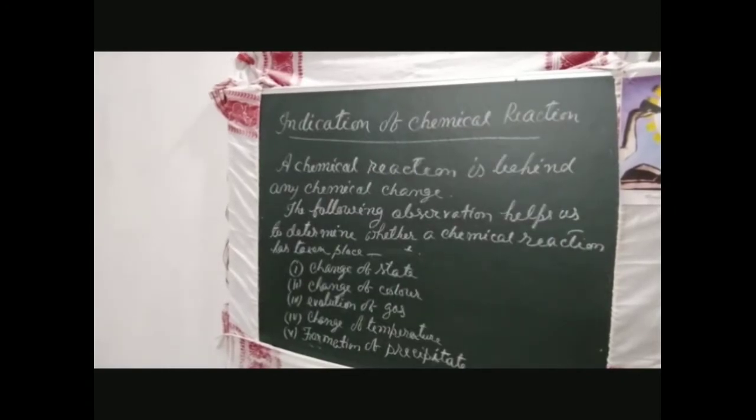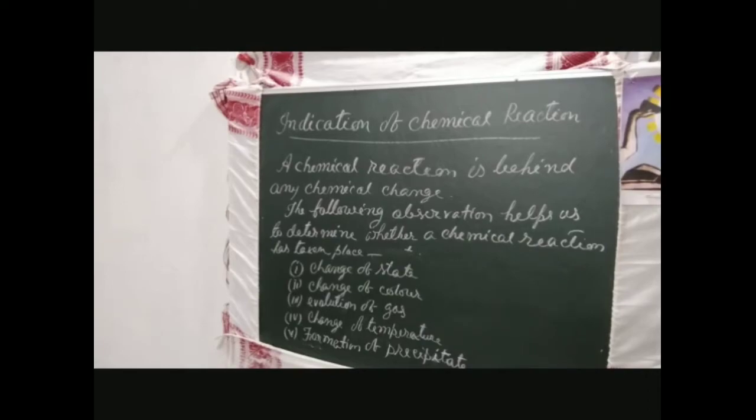A chemical reaction is always behind any chemical change. The following observations help us to determine whether a chemical reaction has taken place or not. These are change of state. That means the reactants, those things which got changed, may change state from solid to gas, solid to liquid.